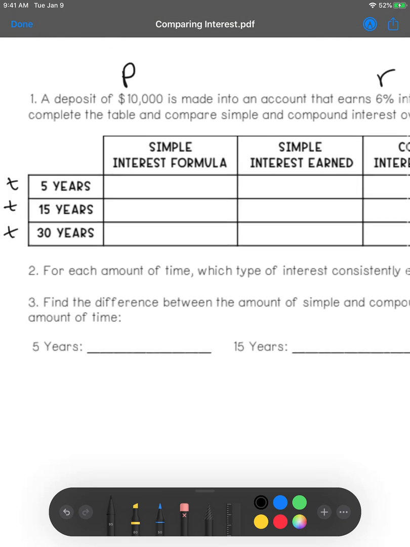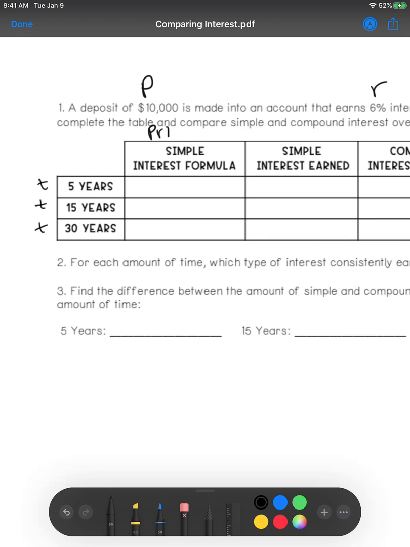So let's start with simple, which is PRT. So principal is 10,000 times the rate, 0.06, times 5 years. Then for 15 years, we're just changing the time, and then 30. I'm going to put that on my calculator and check them.